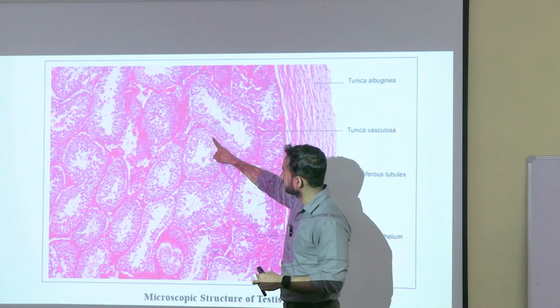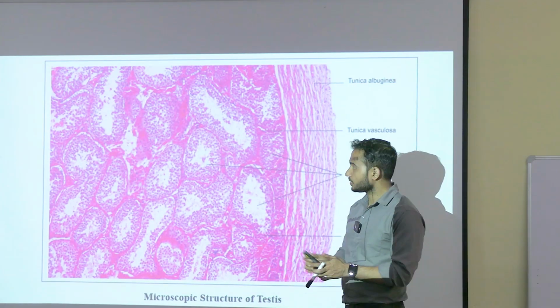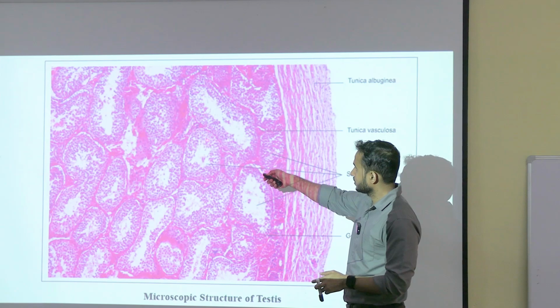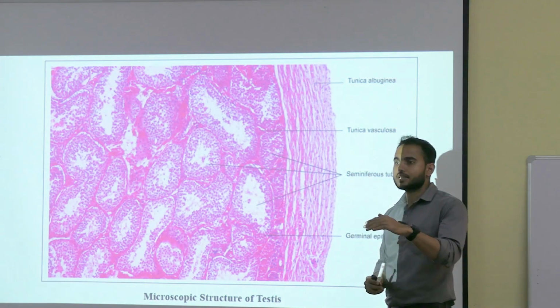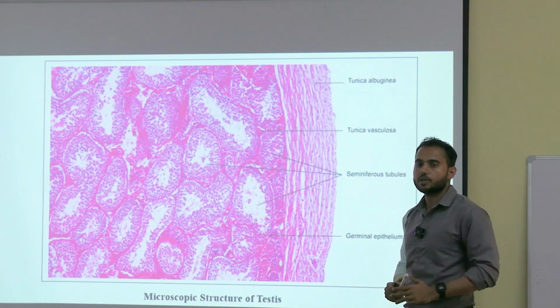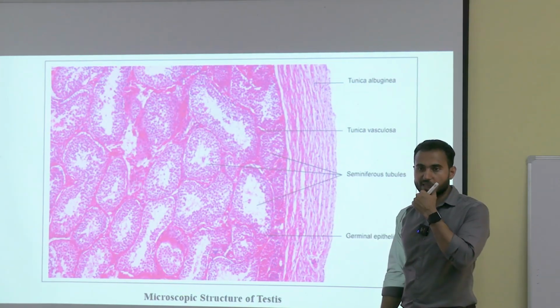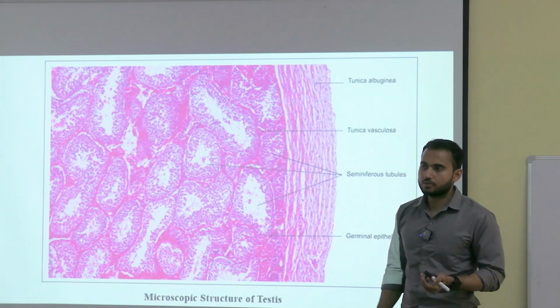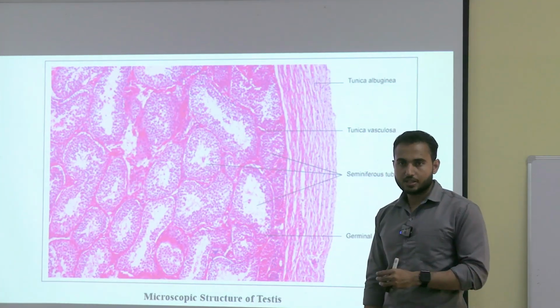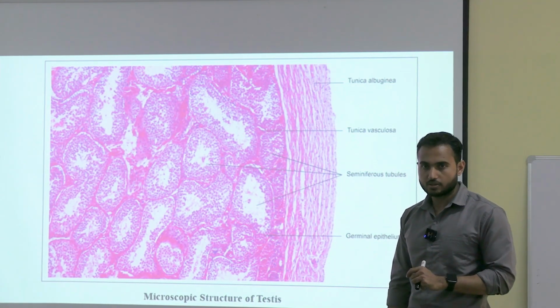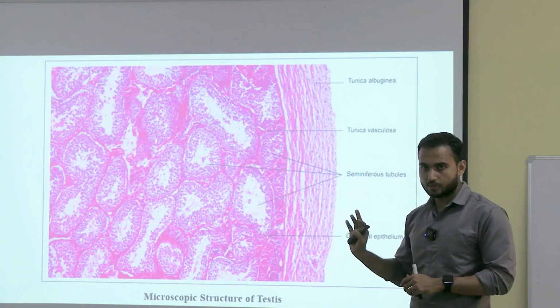Inside this, can you see the cells? Look here, can you see the cells? Now you can see how these cells are arranged in multiple layers. Under low power it is very difficult to identify which is the Sertoli cell and which are the spermatogonic cells. For that, high power magnification is required, which I will show you under high power.